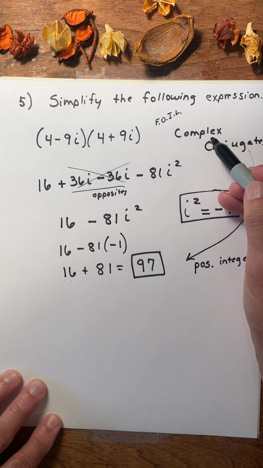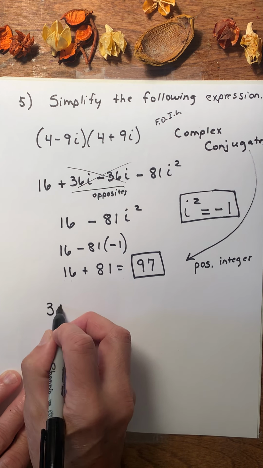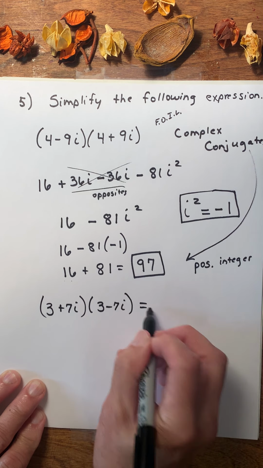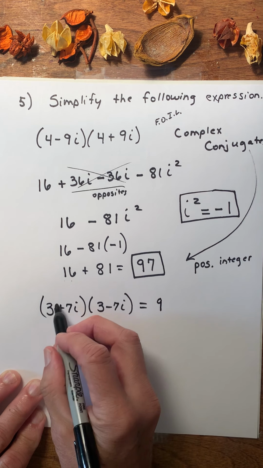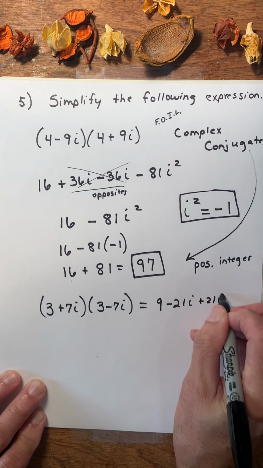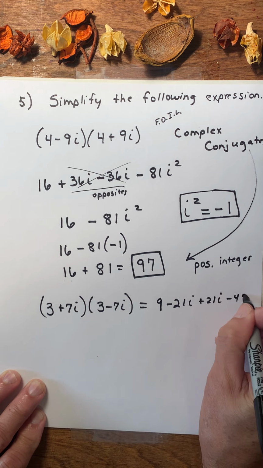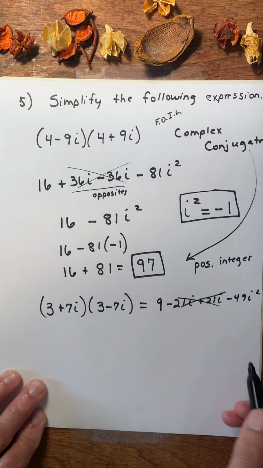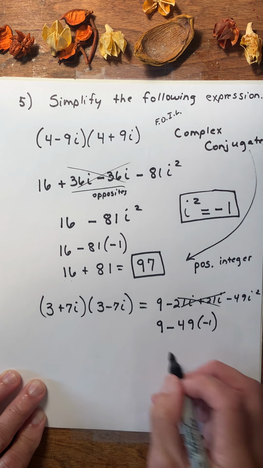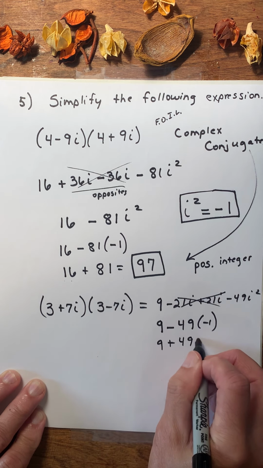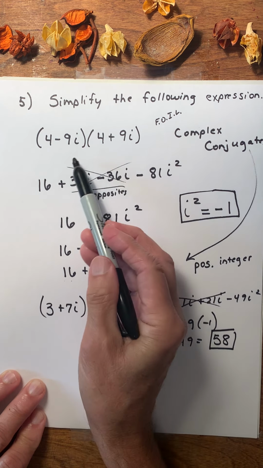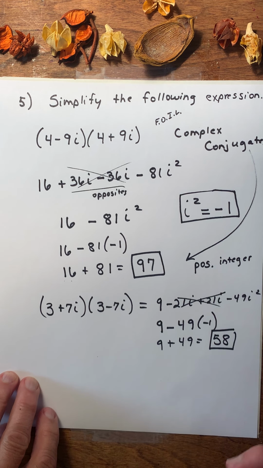So when I multiply complex conjugates, like 3 plus 7i times 3 minus 7i, I get 9 minus 21i plus 21i. They're the opposites. And then minus 49i squared. I'll always get opposites in the middle. 9 minus 49 times negative 1. 9 plus 49, what do you know? A positive integer. So when I multiply complex conjugates, I will always get a positive integer.